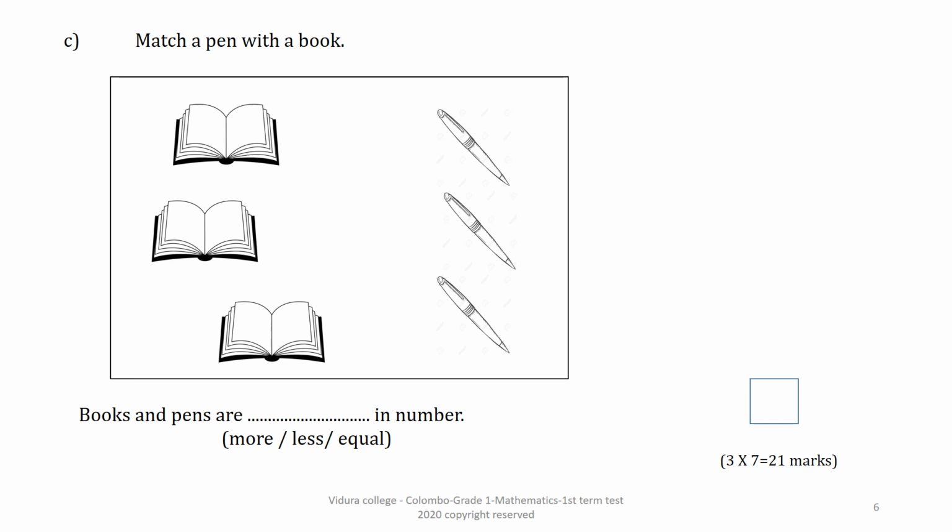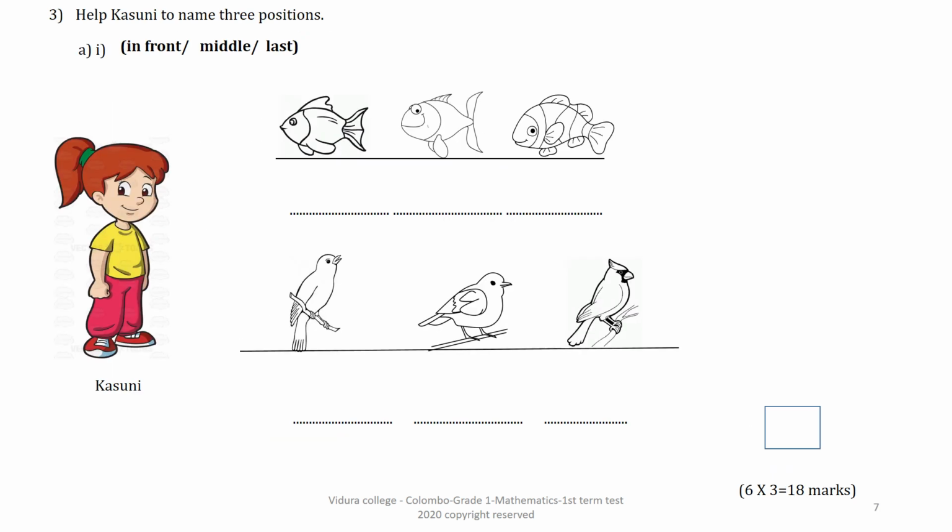Okay, let's move to the next question. Now we'll see question number 3. First of all, can you see a girl? Yes. Her name is Kasuni. What is her name? Her name is Kasuni. Now, keep your finger on number 3.